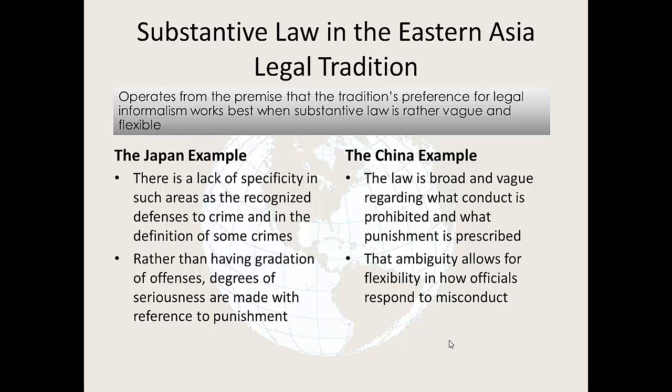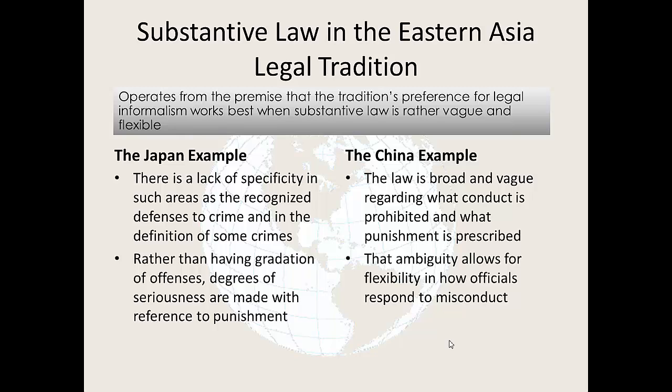And rather than having any kind of gradation of offenses, degrees of seriousness are made with reference to the punishment. So a crime is seen as being more or less severe based entirely upon the punishment attached to it. The end result is the same as we might have, again, in United States jurisdictions and even in many of the civil law jurisdictions as well. But it just is approached from a little bit different angle than what we're used to seeing.